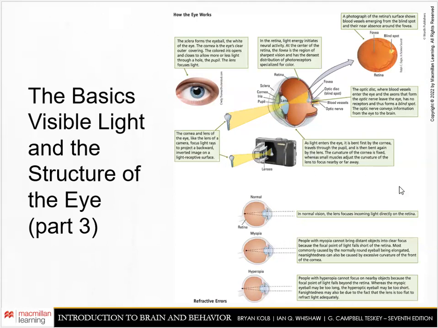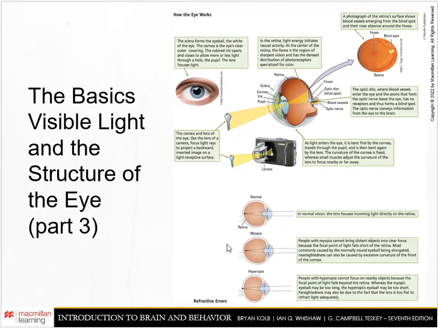And as light's entering the eye, it's going to be bent first by the cornea. It's just going to travel onto the pupil, and it'll be bent again by the lens. Now, the cornea itself, that's fixed. That's not going to be moving, but there's going to be all of those small muscles that are going to be adjusting the lens, which is what I was talking about earlier in making sure you're stretching that lens in your eye.